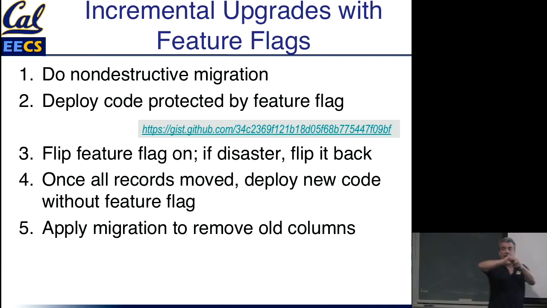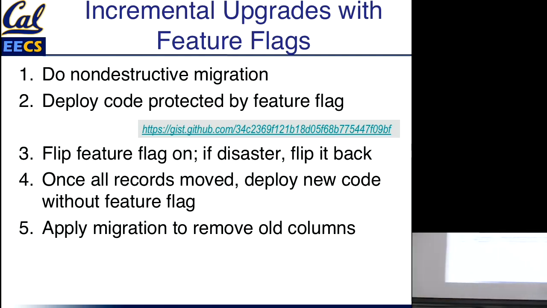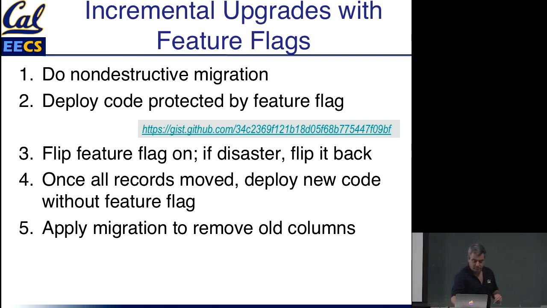Once the code is deployed, turn on the feature flag. That will start activating the code path that allows the records to be lazily migrated. Once all of the records have been migrated, you can deploy new code that lacks the feature flag. And finally, you can delete the old schema parts that you don't need anymore. So again, let me show you a concrete example which should make it more clear.